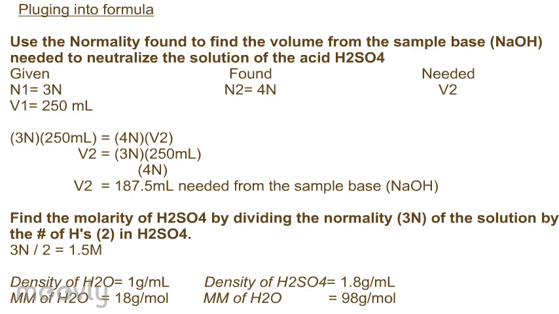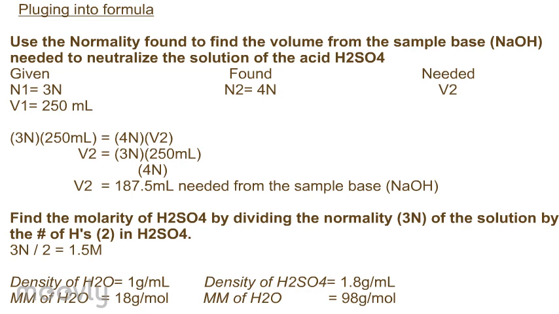After you have found this, you have to find the molarity of H2SO4 by dividing the normality, which is 3N, of the solution by the number of H's, which in this case is 2, in H2SO4. So 3N divided by 2 is equal to 1.5 molarity.